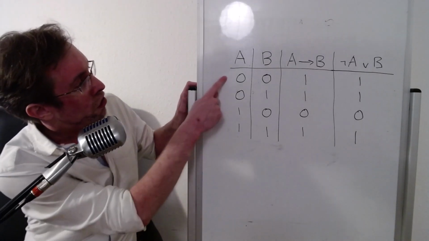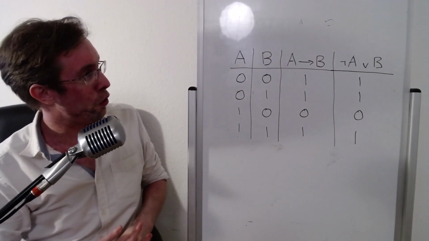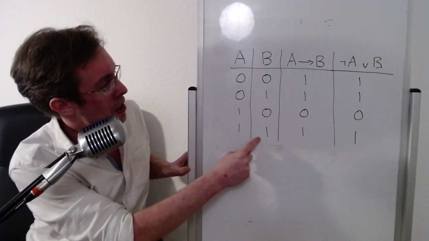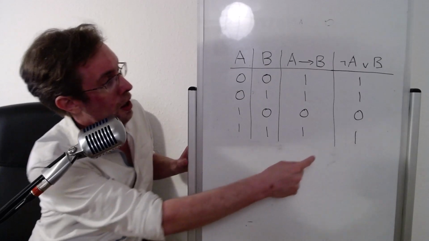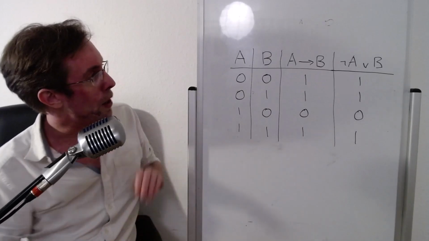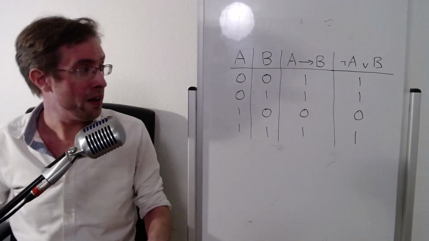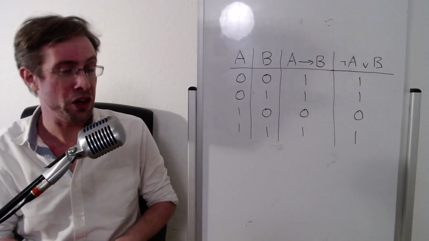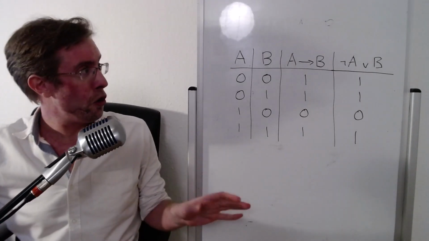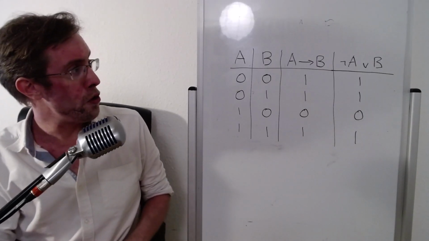In the first two lines, we have that A is false, meaning that not A is true, and so certainly not A or B is true. In the fourth line, we have that B is true, and therefore not A or B is true again. So that takes care of three of the lines. For the third line, we have that A is true and B is false. That means that we don't have not A and we don't have B either, so certainly not A or B can't be true. So that shows that the truth table for A implies B coincides with the truth table for not A or B.